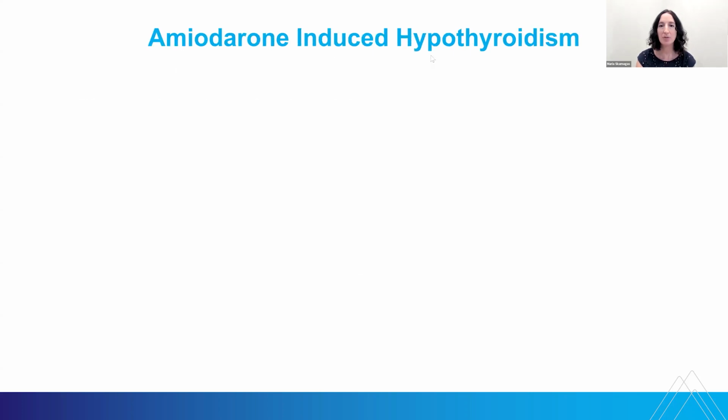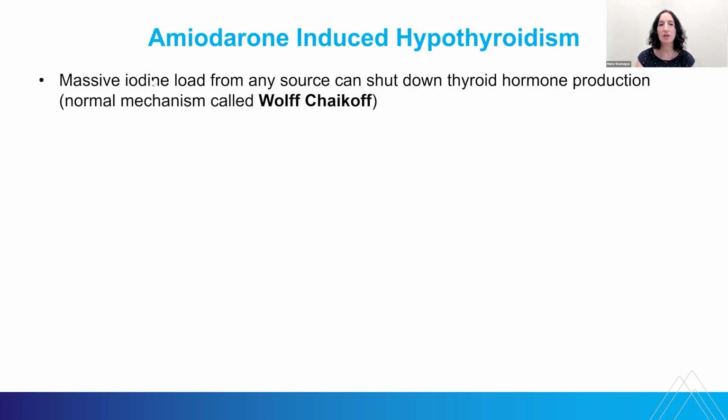Well, he has amiodarone-induced hypothyroidism. So we know that a massive iodine load from any cause can shut down thyroid hormone production. This is a normal mechanism called the Wolff-Chaikoff phenomenon, and it's present in order to protect the thyroid gland from taking all that iodine and making thyroid hormone and releasing it and causing hyperthyroidism.